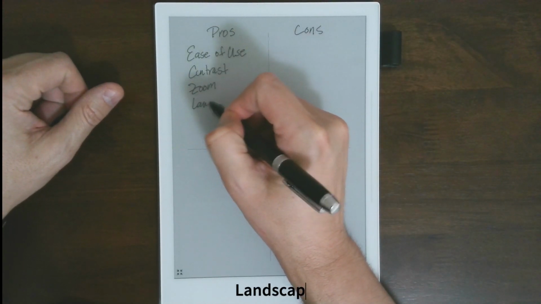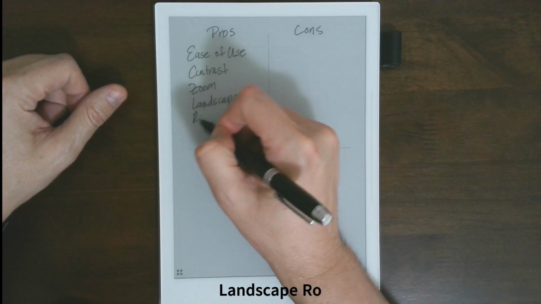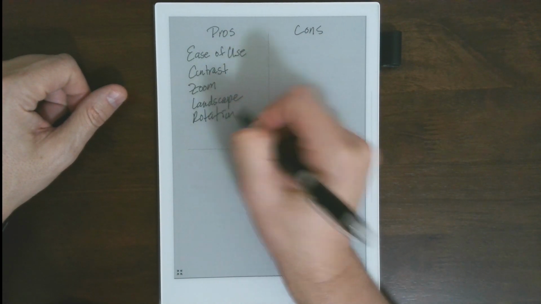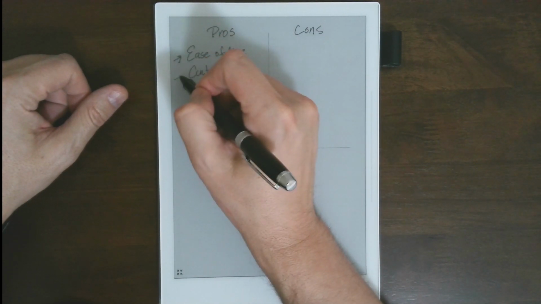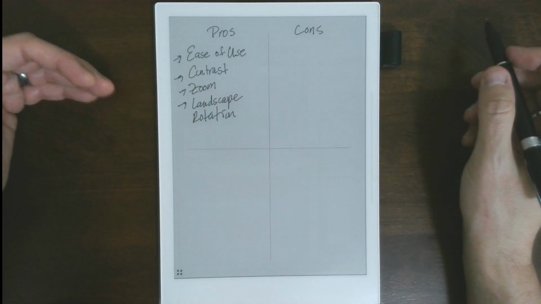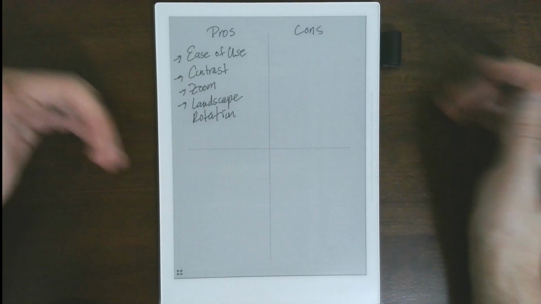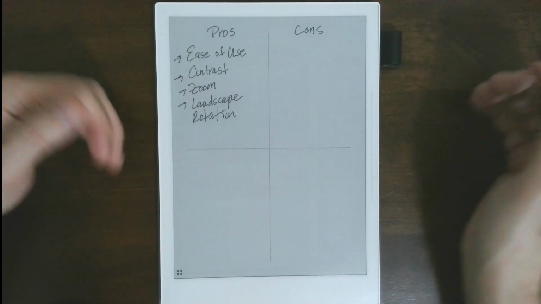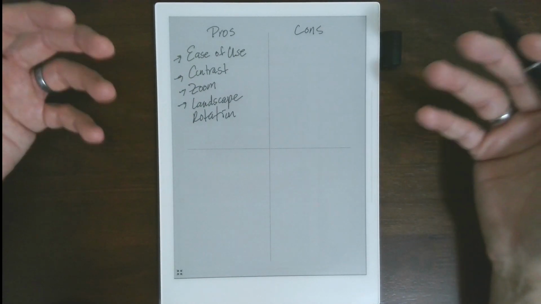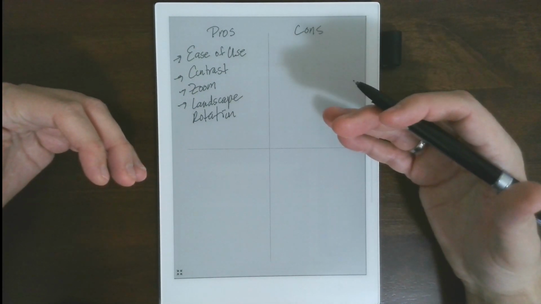Landscape rotation is also very important. Again, it makes it so that you can increase your real estate, write your things in, turn it back, and now it's back in the format that's easier to see it all in one glance.